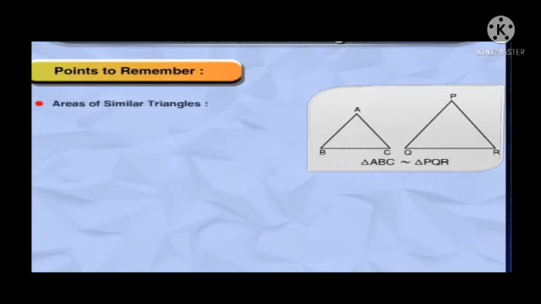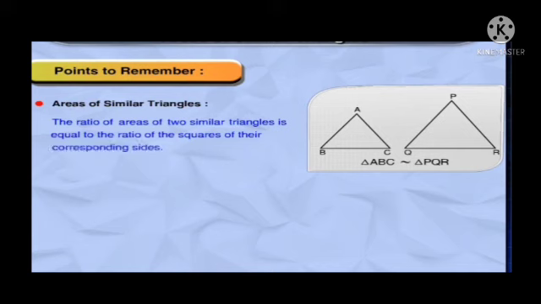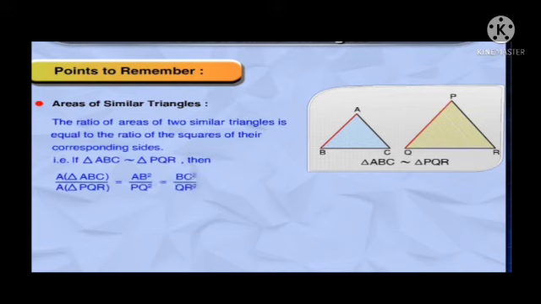Let's take next, area of similar triangles. We know that these two triangles are similar. So the ratio of the areas of two similar triangles is equal to the ratio of the squares of their corresponding sides. That is, if triangle ABC is similar to triangle PQR, then area of triangle ABC upon area of triangle PQR is equal to AB square upon PQ square is equal to BC square upon QR square is equal to AC square upon PR square.